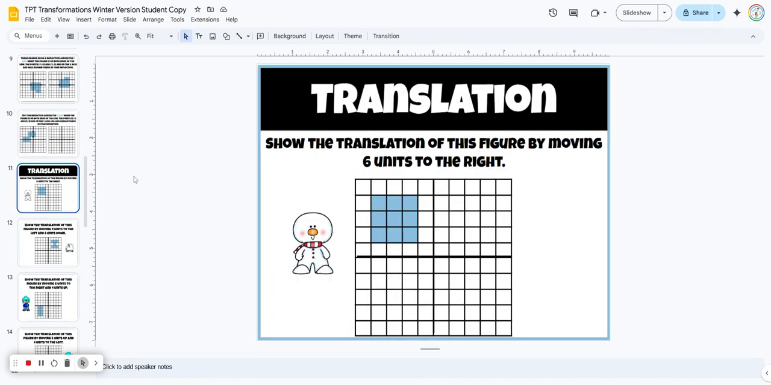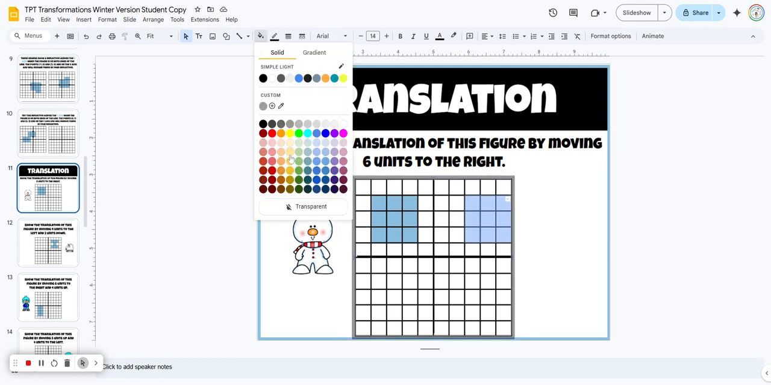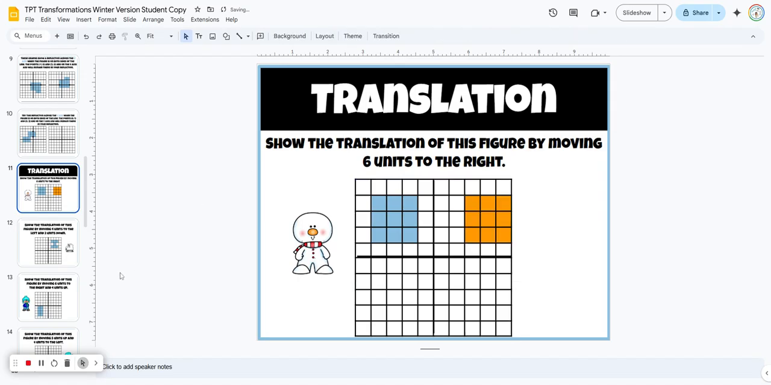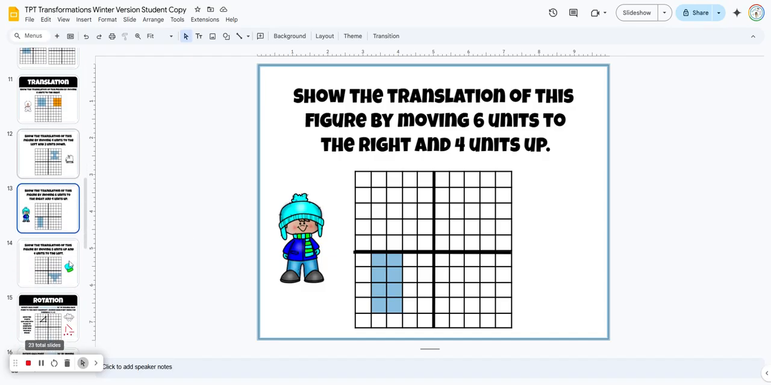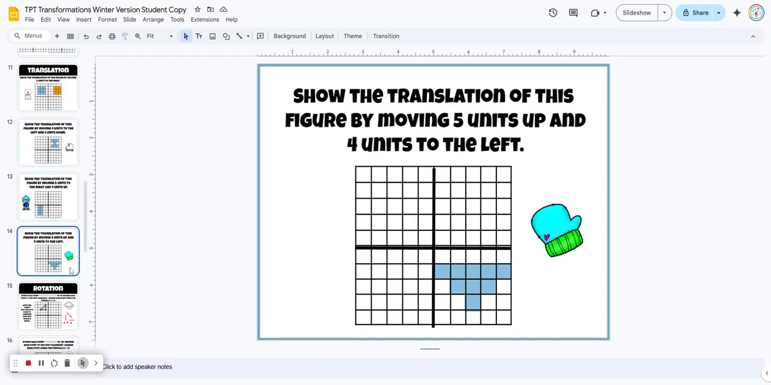Then we move on to translation, which is just moving a figure up, down, left, or right without changing its orientation. So here they're just going to show this figure translated 6 units to the right. The next one is a little bit different shape. This one they're going to have 2 movements, so they're going to translate 4 units to the left and then 2 units down. And then they've got a couple more to do.